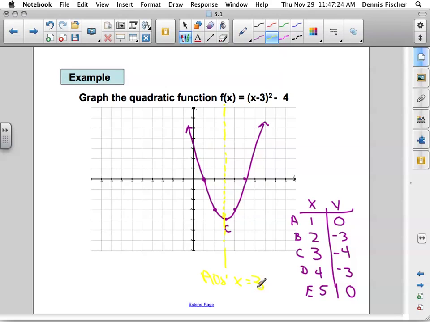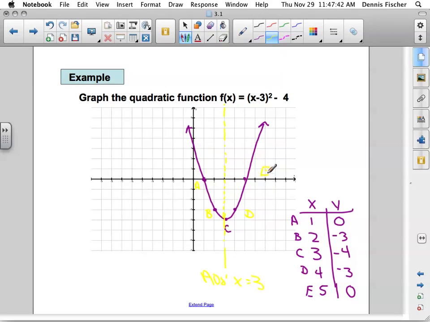I should finish labeling my points here. A, B, and E. Good. That yellow's kind of bad, but getting the points in there.